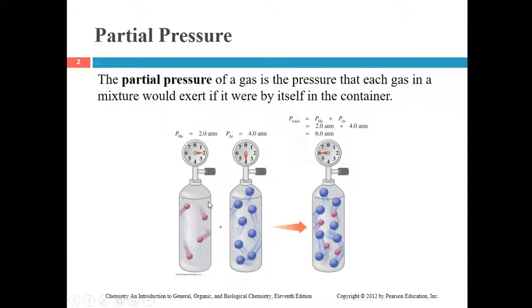So let's say that we had some pressure of helium that exerted in this cylinder 2 atmosphere pressure. And we had another cylinder of argon that exerted 4 atmospheric pressure. Well, if we were to combine these two in the same size of cylinder, the total pressure would be the pressure of the helium plus the pressure of the argon. So the overall pressure would be 6 atmospheres.